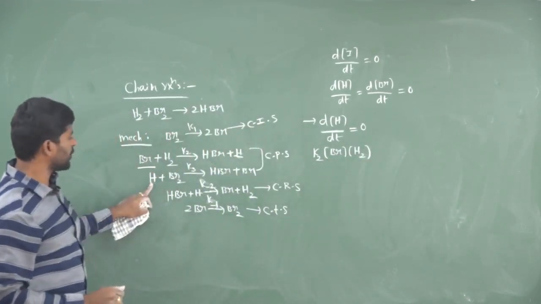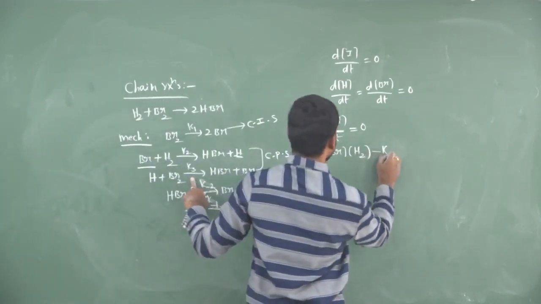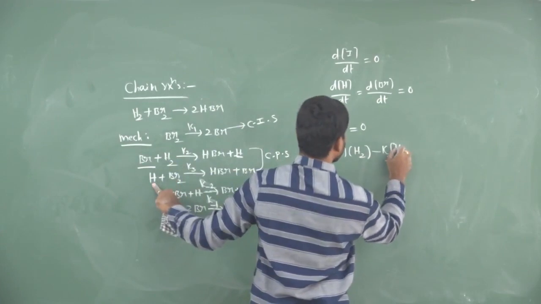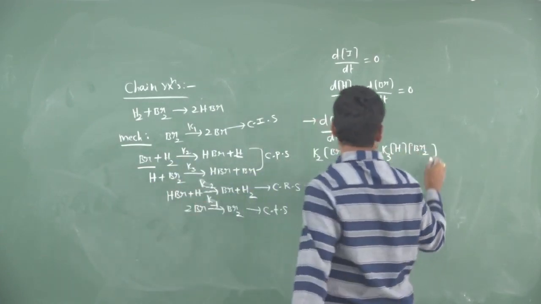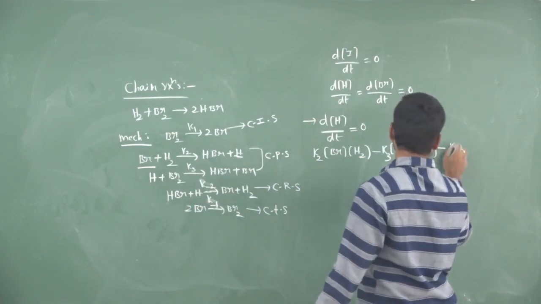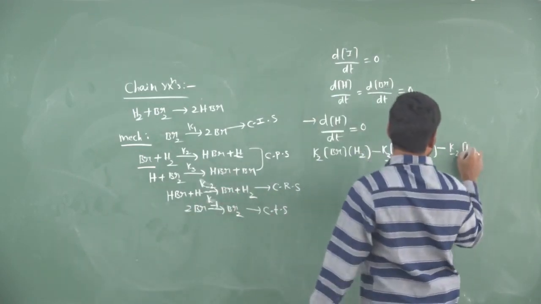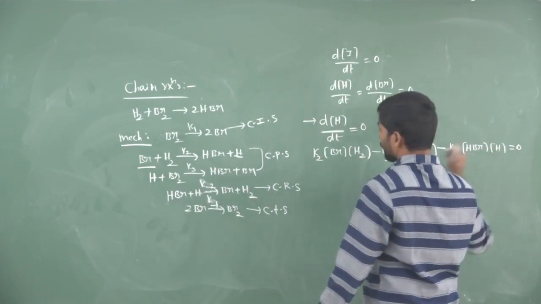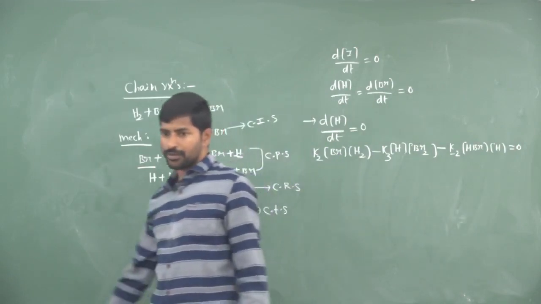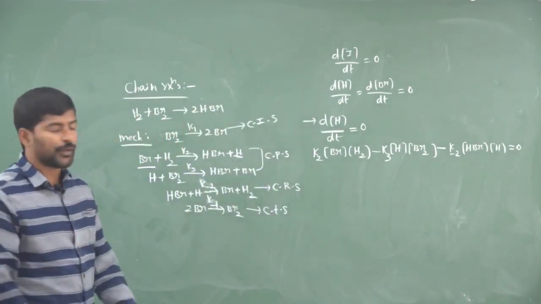The third step hydrogen is consuming, so we get minus sign. With which rate it is consuming? K3 into H into Br2. And in the fourth step also hydrogen is consuming, so which rate it is consuming? K minus 2 into HBr into H. Net change is equal to what? 0. Net change is equal to 0. So by using that we can calculate concentration of hydrogen.